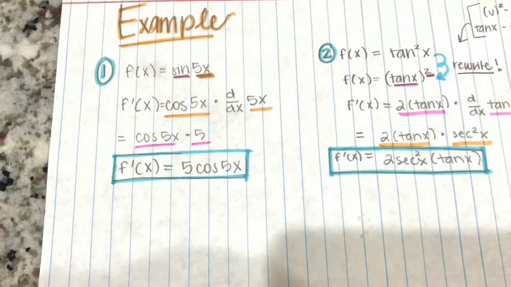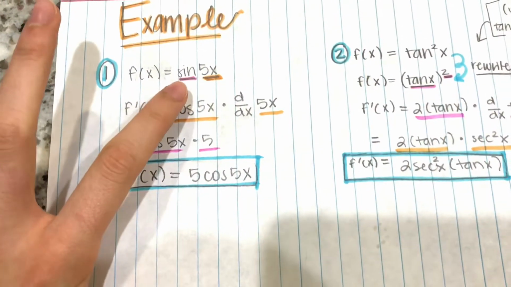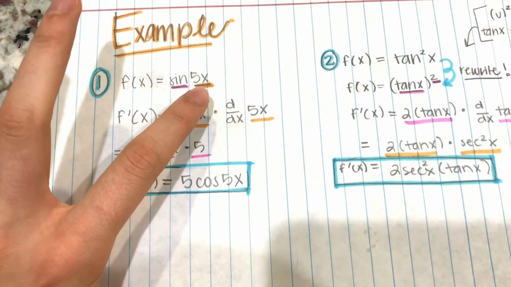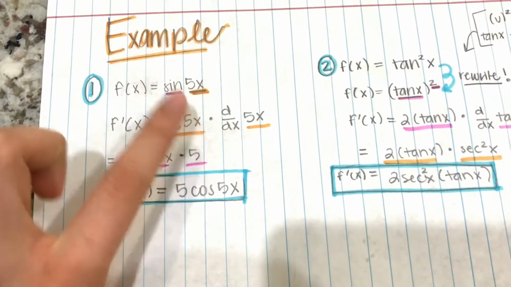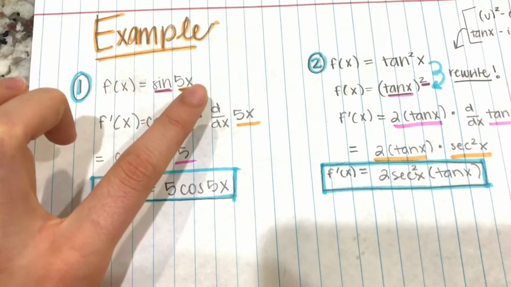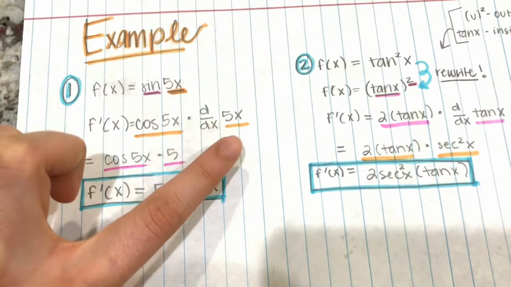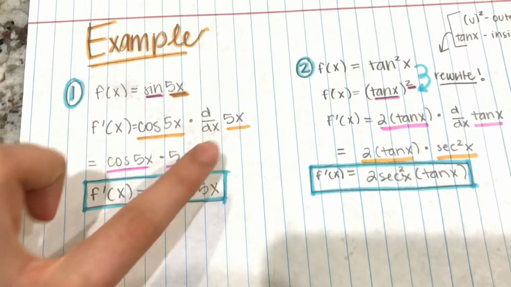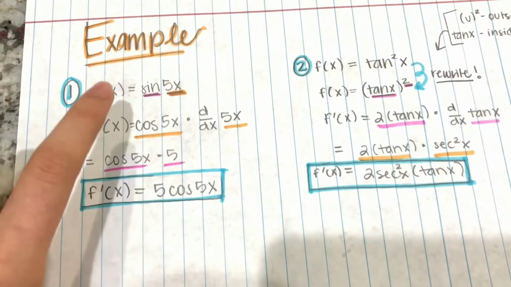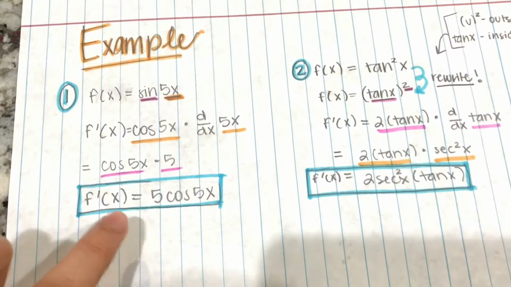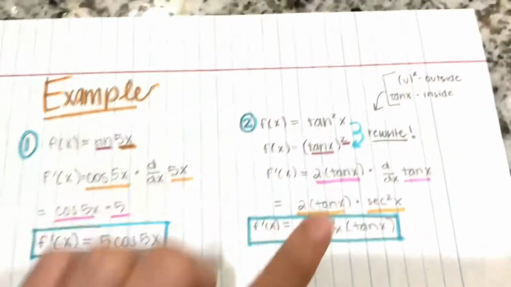We have the example f of x equals sine of 5x. Sine is my outside function, and 5x is my inside term. The derivative of sine of u is going to equal cosine u. Remember, we keep the inside term the same, so that's cosine 5x. Next step is to multiply it by the derivative of the inside term, 5x. The derivative of 5x is 5. Multiplying both of these terms together, the derivative of sine 5x is 5 cosine 5x.